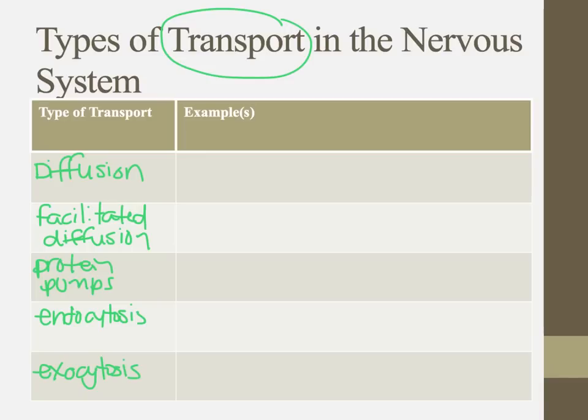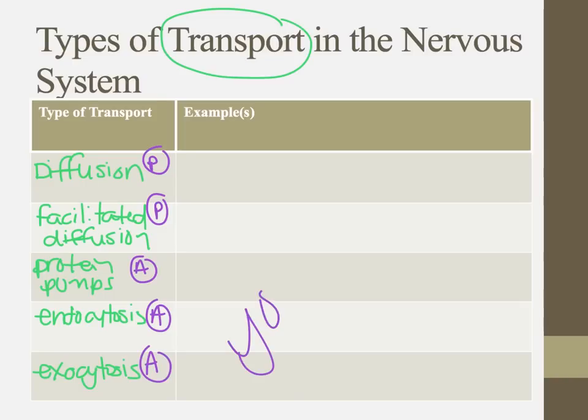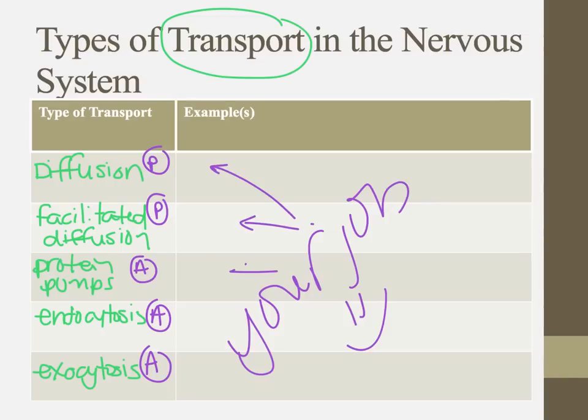Okay, so these two are both passive. Okay, these are my three active types of transport. Okay, and your job is to go through what we talked about with the nervous system and to figure out some examples of all of these different types of transport. Okay, and that'll do it for chapter 6.5 on nerve transmissions.